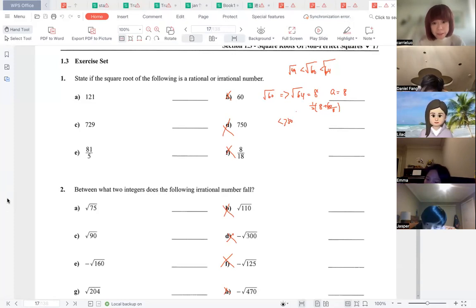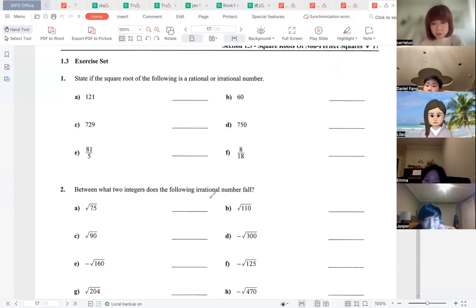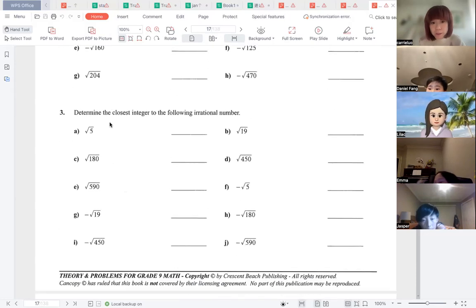Okay, 好，我们下面来看一下最后四道题目。Okay, so 110 we have done already. So D, F, and H. Are they all right? Yes, all right. Okay, in order to get a square root number negative, you need to put the negative sign in front of it. Understand, Jasper? All right, okay.